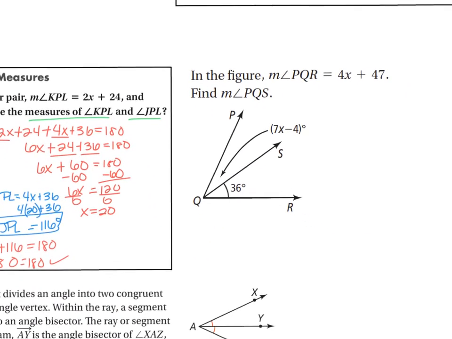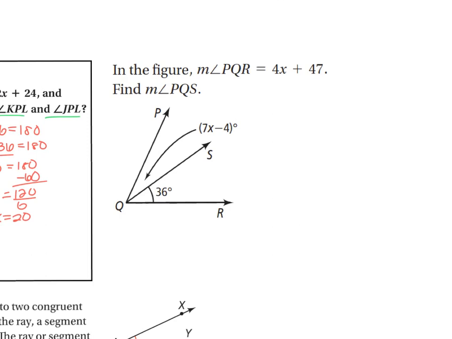Okay, the next one. In the figure, PQR, the measure of angle PQR is, so the whole thing, you've got to really read on these. The whole thing is 4x plus 47. Find the measure of PQS. So we need to find this angle right here. So let's do it. Well, if we know the whole thing is going to equal 4x plus 47, it's going to be that first piece, that green piece, 7x minus 4, plus the other piece of the angle, which we know is 36 degrees.